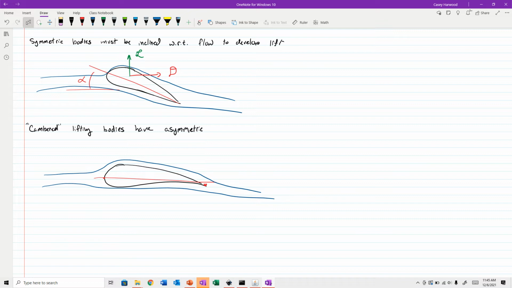that two particles are traveling together and they split up, and the one traveling over the top has further to travel in the same time than the one on the bottom, and so it speeds up. And then Bernoulli takes over and says there's a pressure difference. Is that something that people have heard before?